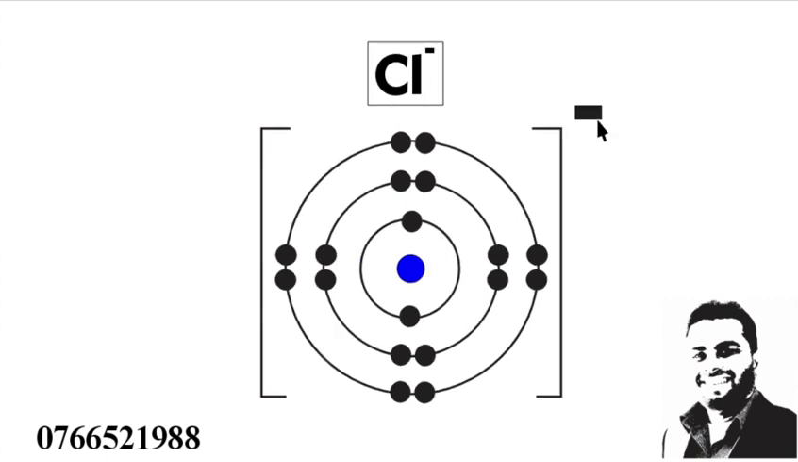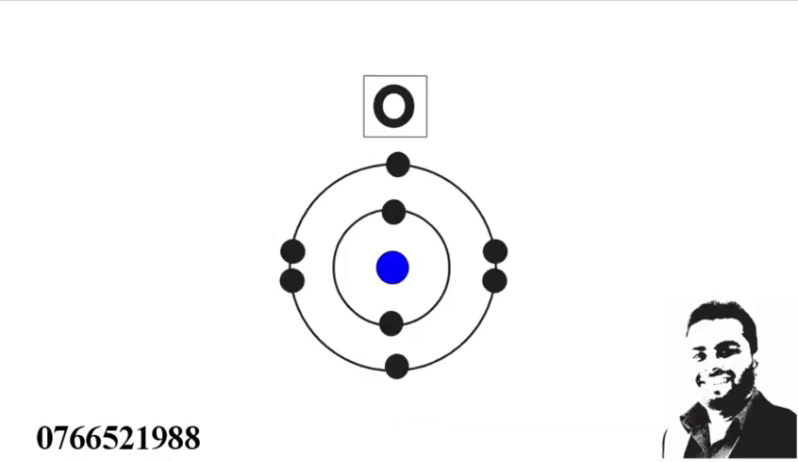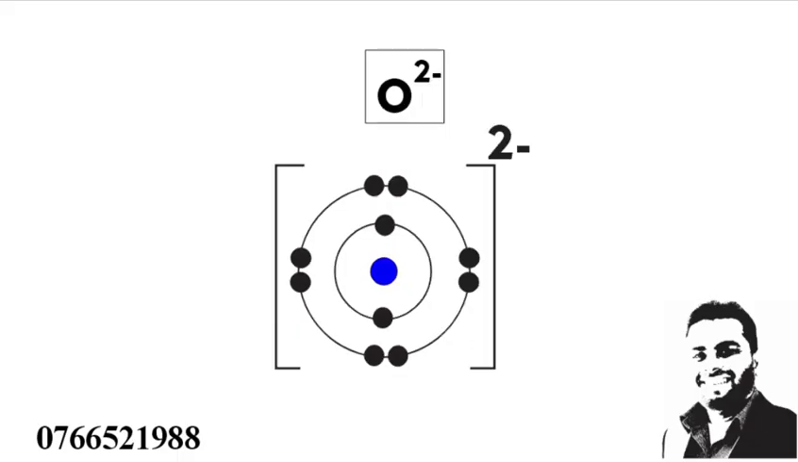Chloride, that means they have gained 1 electron here. Earlier it was 2, 8, 7. Now 1 electron is collected again. So it has become 2, 8, 8. Now the number of electrons is 18. So oxygen, O2 minus. So you can just draw the structures.